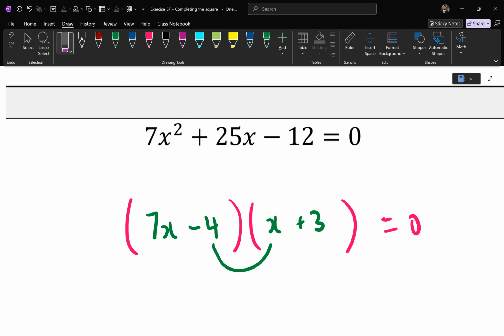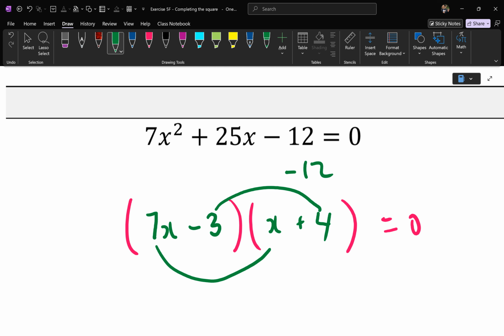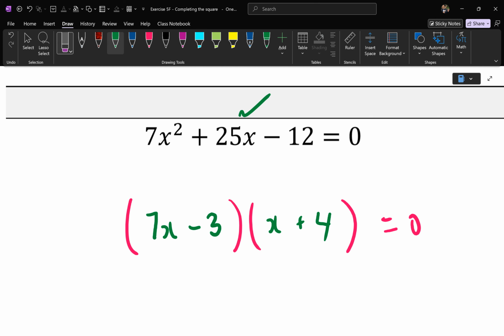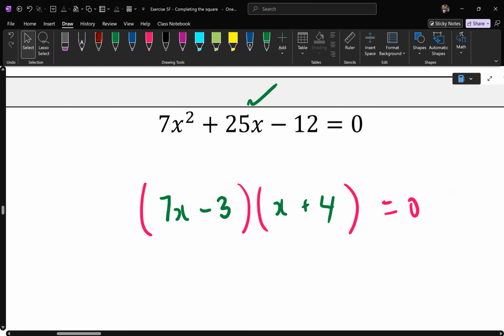Anyone else slightly different, Jaden? 7x minus 3 and x plus 4. Let's see. So that gives you negative 12. Sorry, negative 12 is correct. So that's negative 3 and then 28. 28 minus 3. That is correct. That gives you the 25. And you get the negative 12. Yes, that is correct. 7x minus 3 and x plus 4. Hands up if you got that one. All right, beautiful. So that's non-monic.